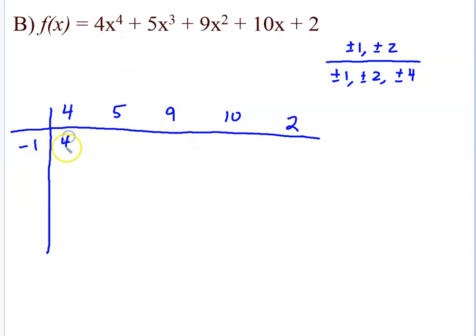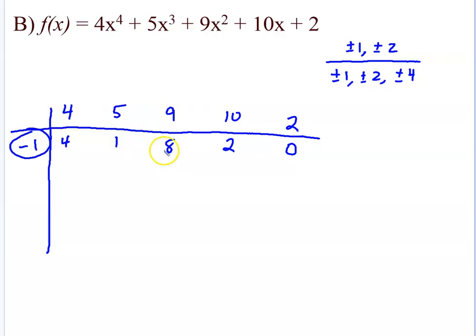Bring down the 4. Multiply, negative 4 plus 5 is 1. Multiply, negative 1 plus 9 is 8. Multiply, negative 8 plus 10 is 2. Multiply again, negative 2 plus 2 is 0. So one of my rational roots is the number negative 1.